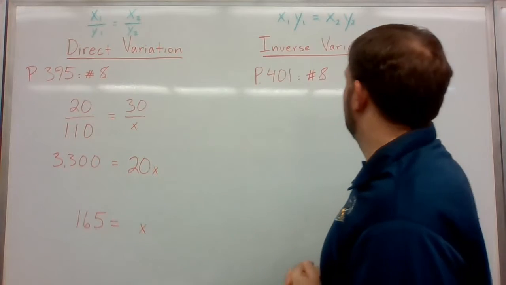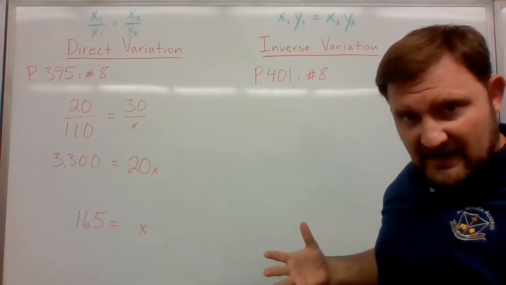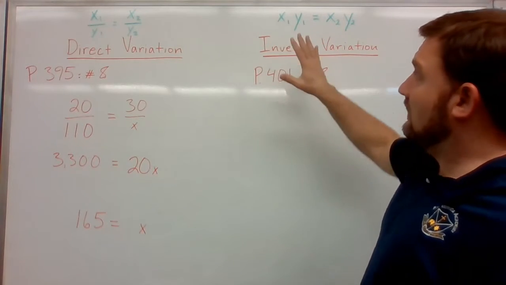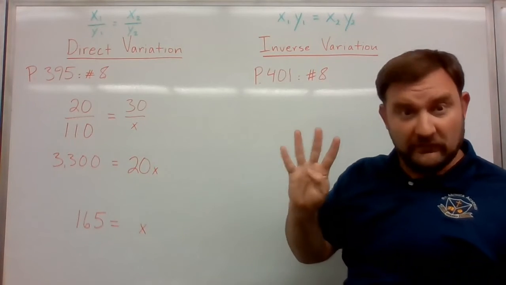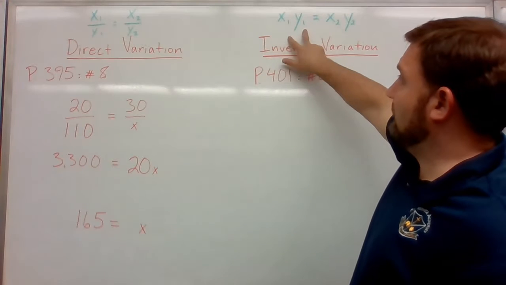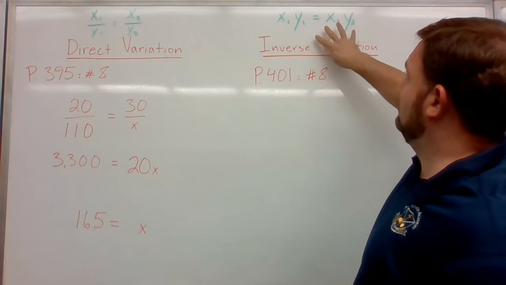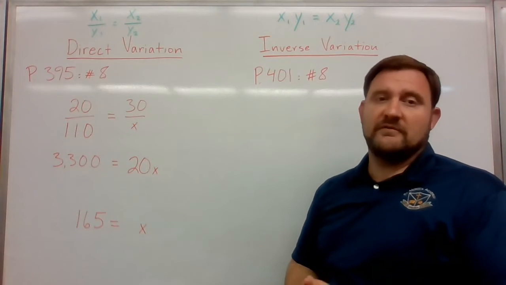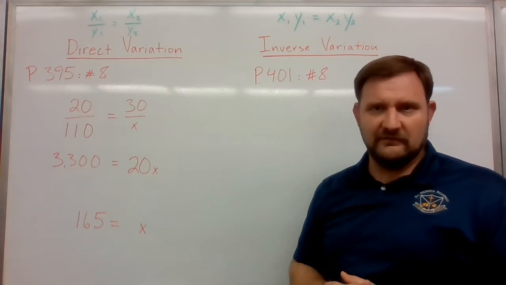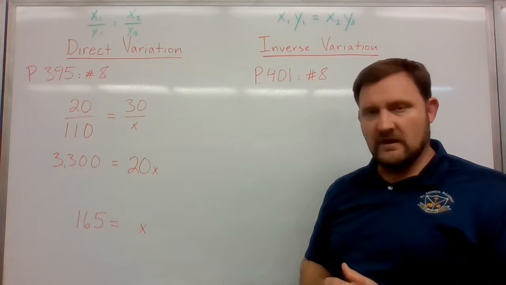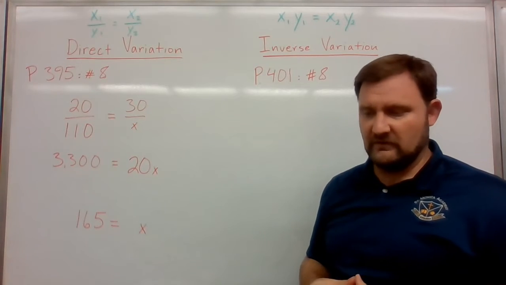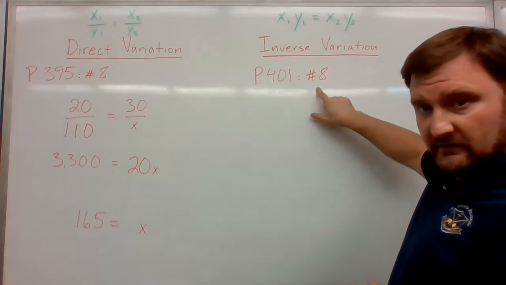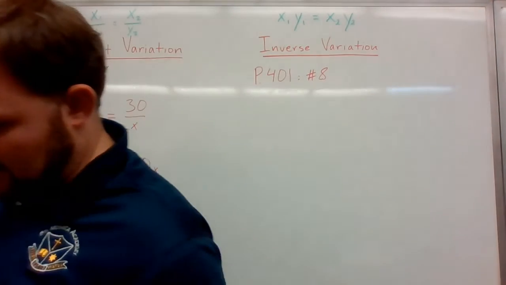So take a look here. The generic setup for an inverse variation problem looks like this. Okay? The convenient thing is we still have 4 spaces. We have x sub 1, y sub 1, x sub 2, y sub 2. So there are still 4 spaces. And sure enough, in these problems, they're going to give you 3 things, and the remaining unknown is the variable for which we're going to solve. So open your books or go forward in your books to page 401, number 8. Let me read that problem out.